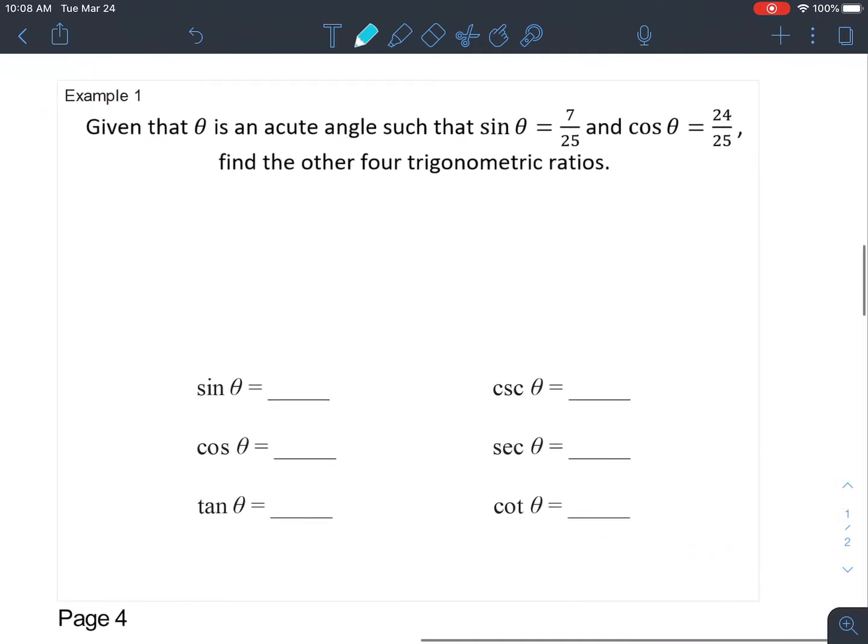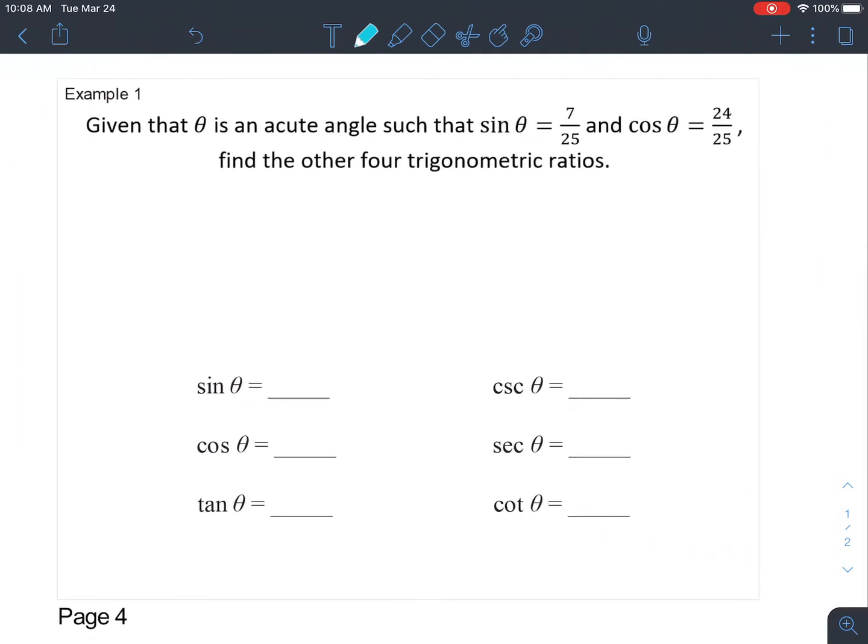Okay, so now we're going to get into the questions that were going to be similar to what we were doing in the prior video.